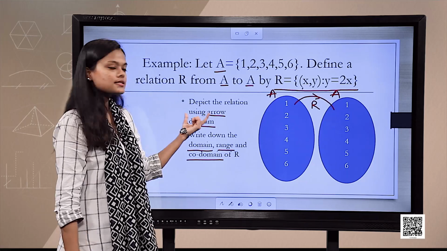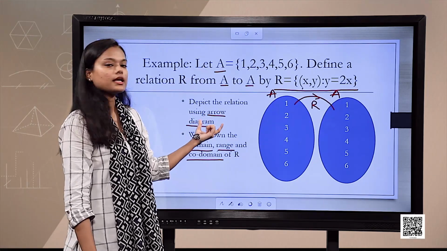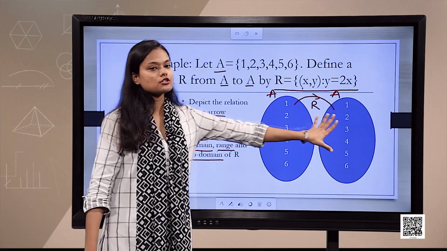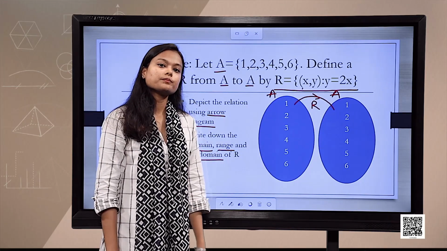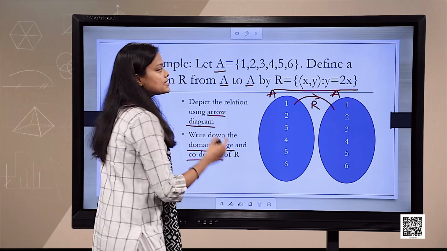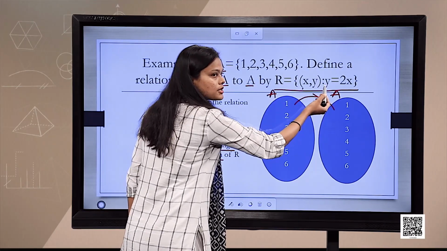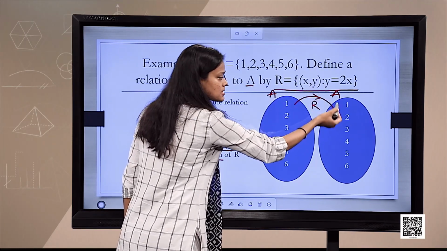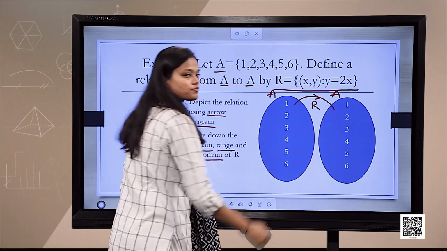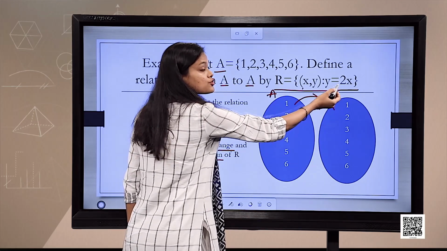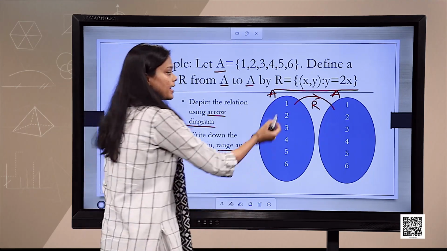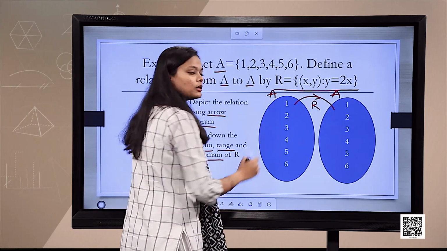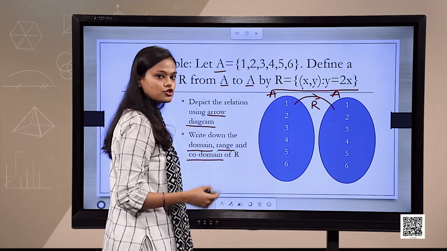So, first let us represent the relation R in these two sets, which is our arrow diagram. Now, see in this case, the second element is twice of the first. That means the image of 1 will be 2.